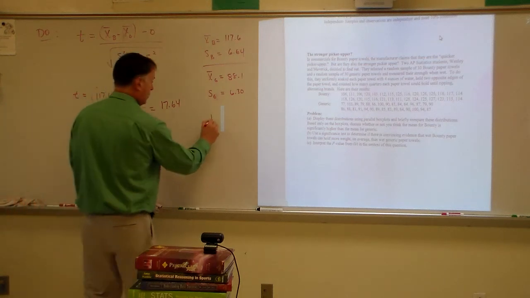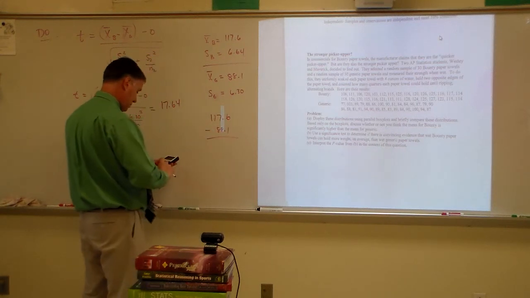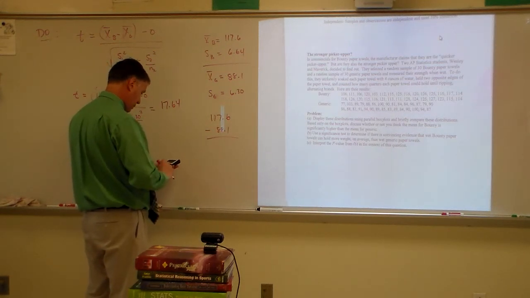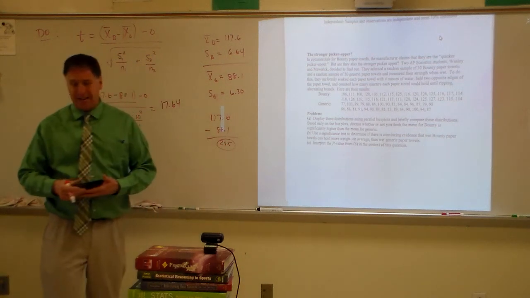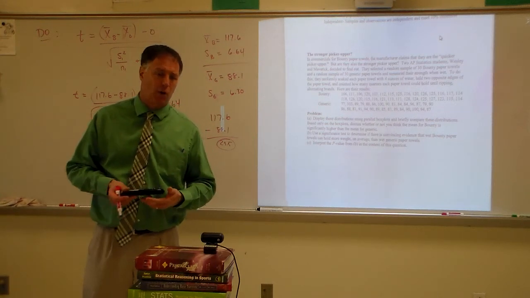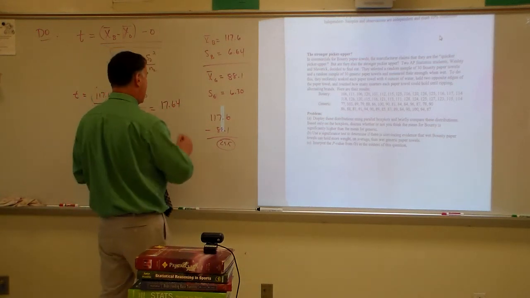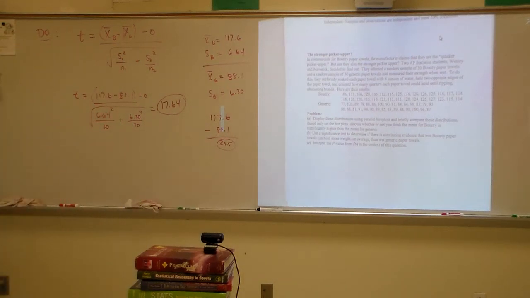117.6 minus 88.1, that's 29.5. That's the mean difference we found. Kind of a big difference, right? We're testing to see how it matches up to 0, so we expect a really high z-score. I never expect a z-score that high, okay?